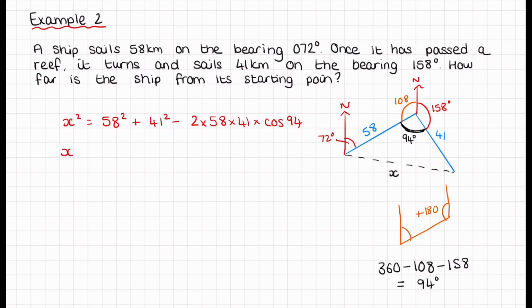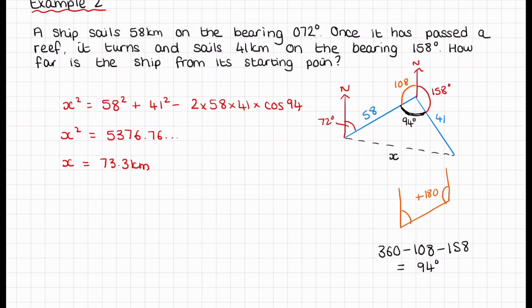That means x squared equals 5,376.76. Take the square root of that and you get 73.3 kilometres. So once again, the hardest part of this question is actually working out the angle. Just a few little rules you have to remember, like that co-interior rule there. That one comes up quite often with bearings in helping you find out other angles. And then that is the end of our non-right angle trigonometry.